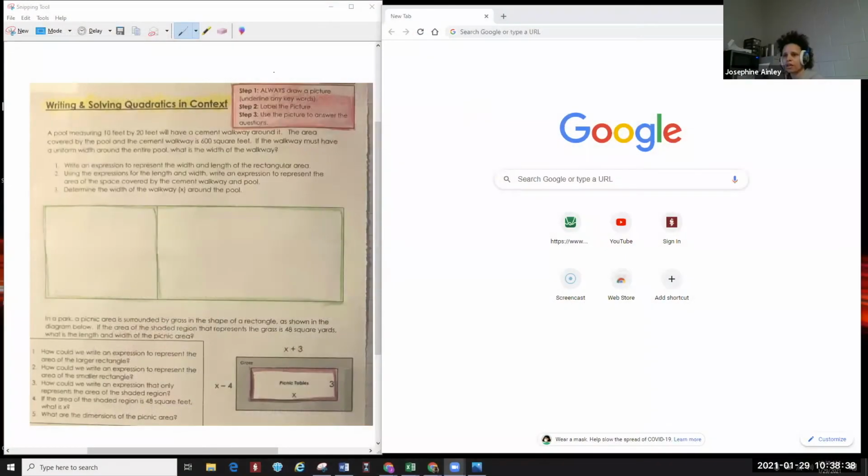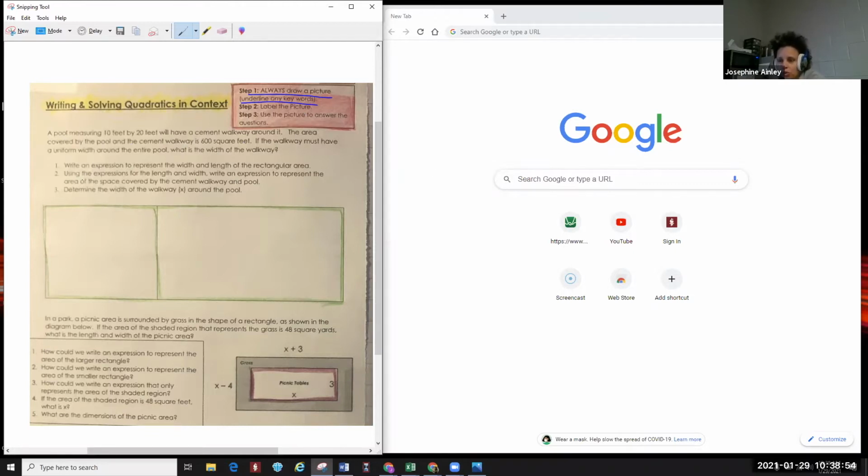Right, so it says writing and solving quadratics in context. Number one, always, always, always draw a picture. Okay, underline any keywords that you are seeing in your context problem. In other words, as I'm reading this, I'm going to draw a picture of what this looks like.